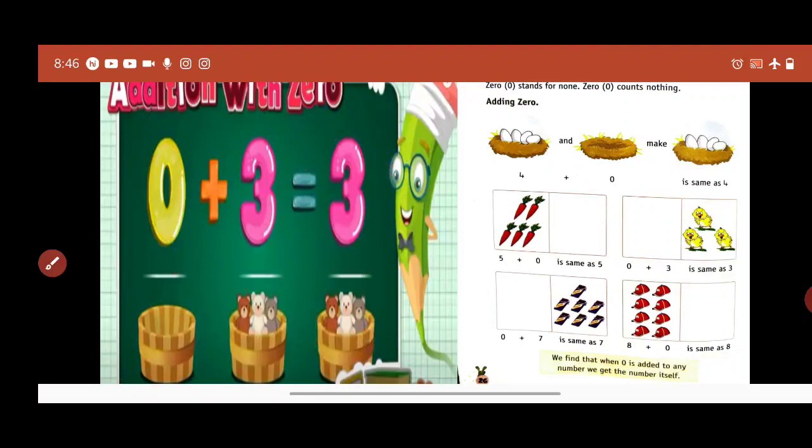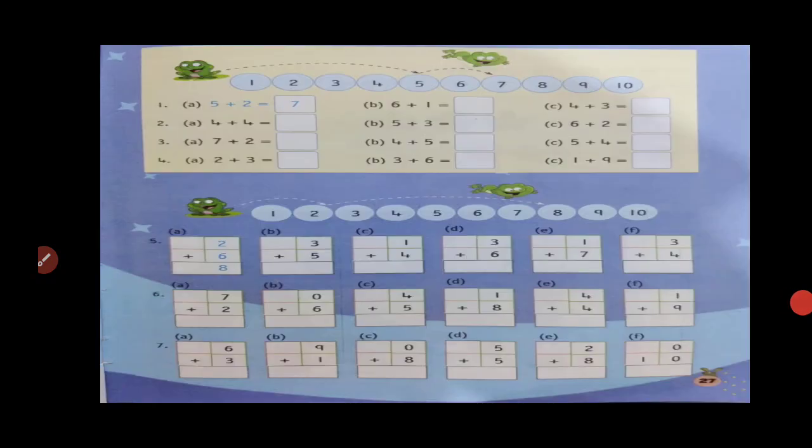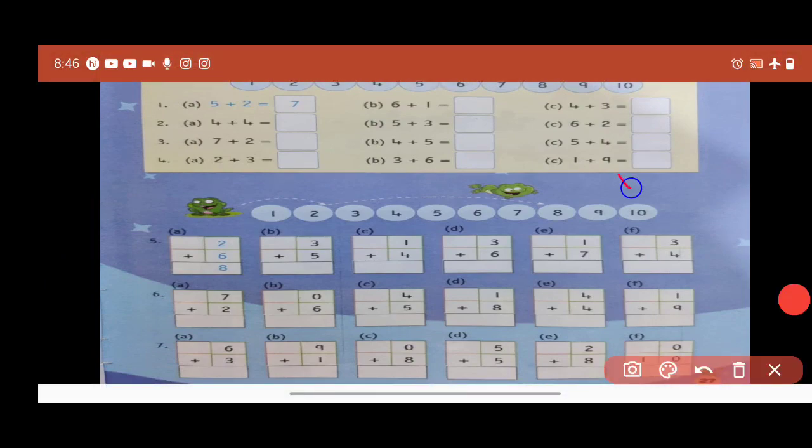So similarly, there are questions on page 26. You have to do this neatly in your book. Okay? Moving on to the homework. Homework is page number 27. This is a blend of 2 types of questions, vertical addition and horizontal addition. Over here this is horizontal addition and over here this is vertical addition.